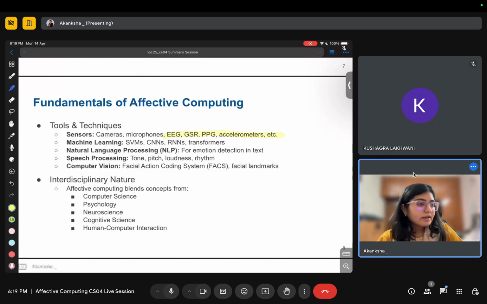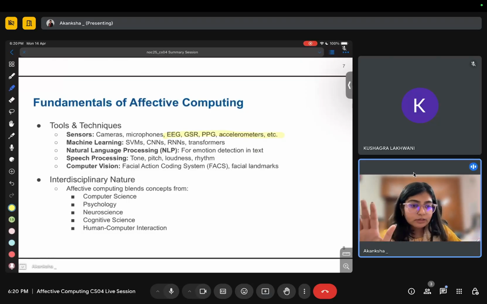Machine learning, SVM, CNN, or RNN or transformer based models to model the data. Then NLP to model the text, right? Speech processing, tone, pitch, loudness, these are the characteristics. Computer vision, we can use the AUs, which we will be covering one by one, okay?